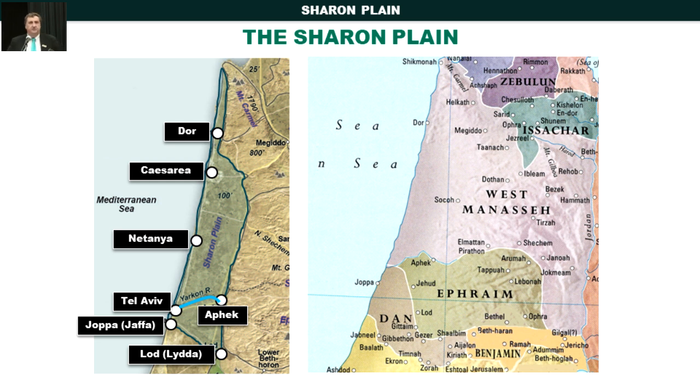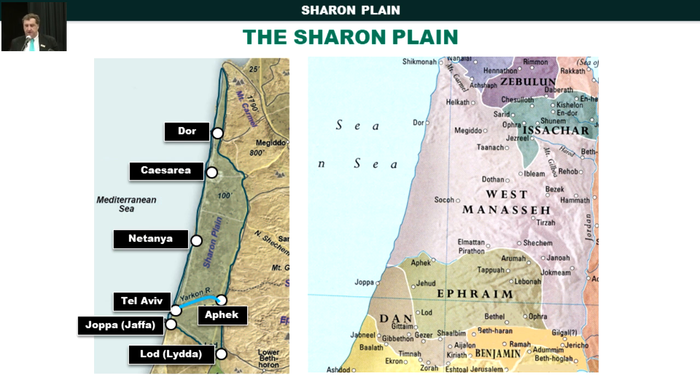Now, most of the plain was in the territory of Manasseh. Now, the Sharon plain north of the Yarkon River, which flows through the northern part of Tel Aviv, was allotted to Manasseh. Now, the area south of the Yarkon River was divided between Dan and Ephraim. Now, the western part below the Yarkon River around Joppa or Jaffa was in the area of the tribe of Dan. The eastern part was in Ephraim, including Aphek and Lod.